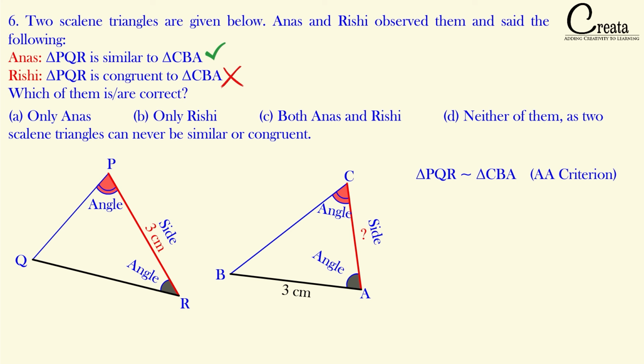So only Anas is right, that is both the triangles are similar to each other. So the answer is option A, that is only Anas is right. Got it? Very good question.